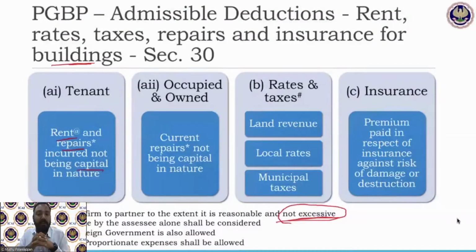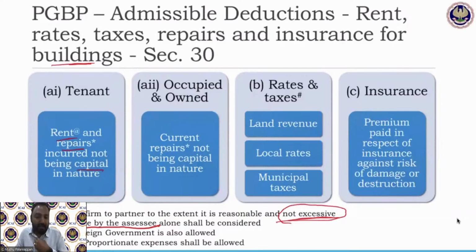Assuming there's an owner like that, this tenant is not incurring any repair expenditure. Even if he is incurring it, he's getting it back from the owner, which means it is not his expenditure. So he cannot claim. Very simple. Only if I spend, I can claim. If I don't spend, I cannot claim. So you must have incurred that expenditure. Only what is borne by the assessee alone can be considered. Whatever is borne by the owner cannot be considered.